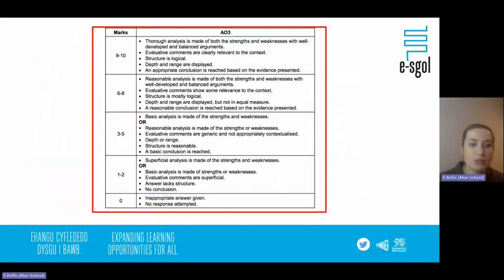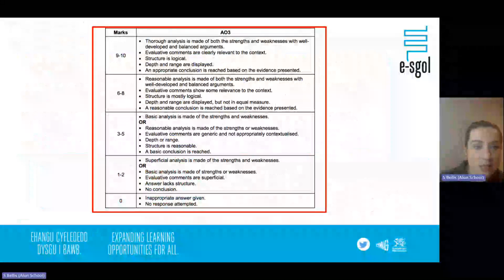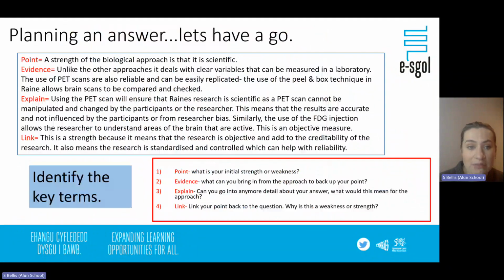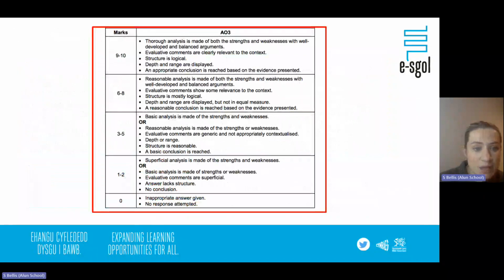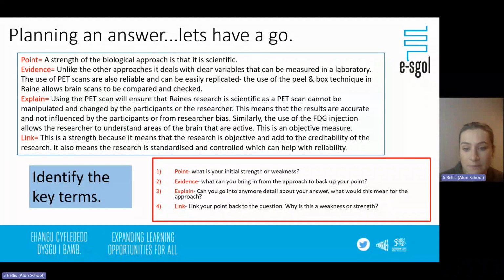So if we have a look then at the mark scheme, reasonable analysis of strengths and weaknesses. Now this is only a strength, isn't it? So that's quite difficult to look at. They show relevance to the context. I would say yes, it's very relevant to the context because you're bringing in PET scans and the FDG injection, and you're talking about Raine's research. Is the structure logical? Yeah, it's followed that point, evidence, explain, link, so it's really nice and clear.